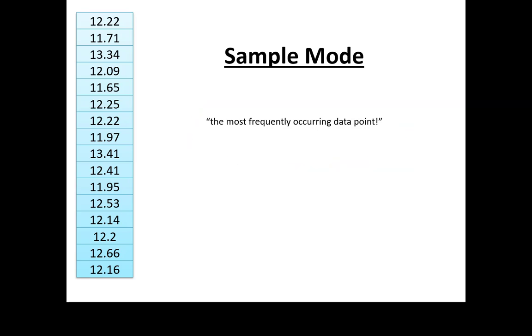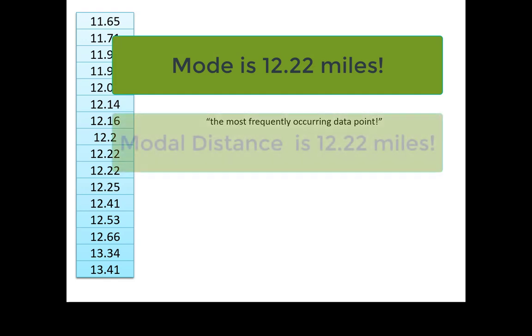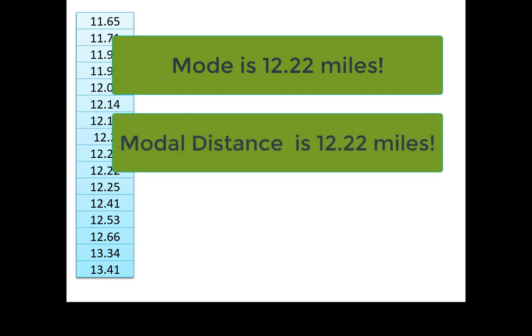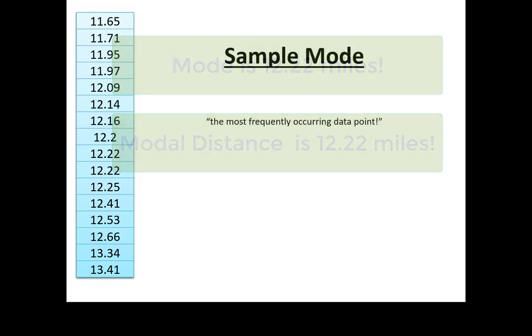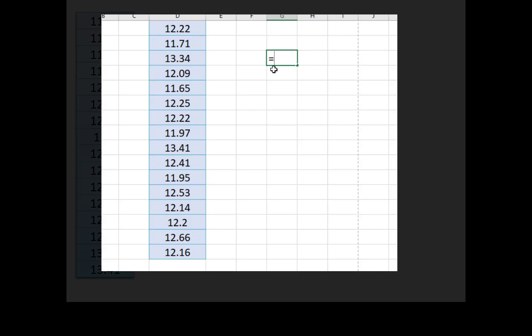You can't really see it easily unless you sort the data again, so I will. And right there, you see how there are two instances of 12.22 miles? That tells us that our sample mode is 12.22 miles. You can also use the mode as an adjective. The modal distance is 12.22 miles. And just like before, you can use Excel to find the mode. And it'll save you a whole bunch of time.